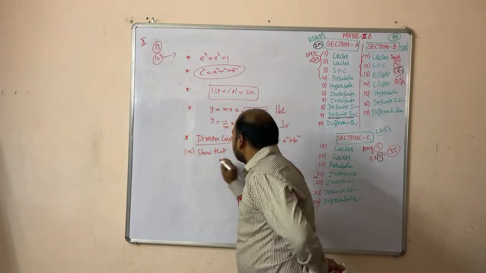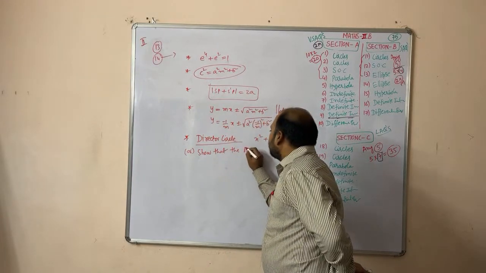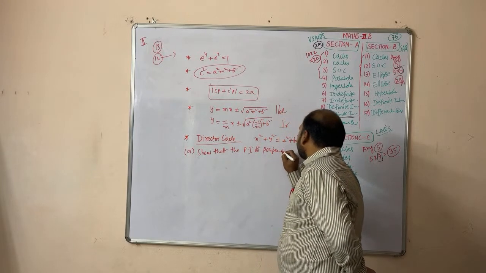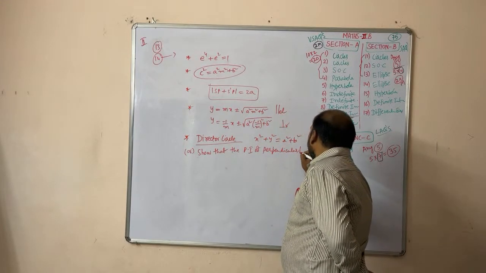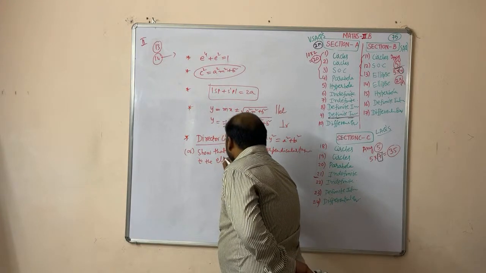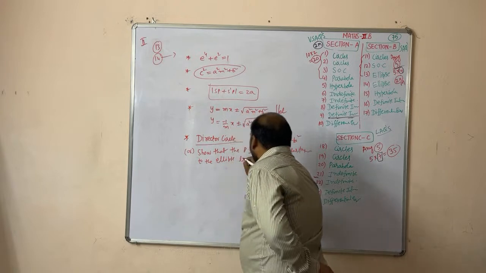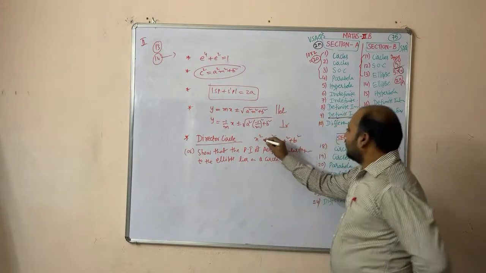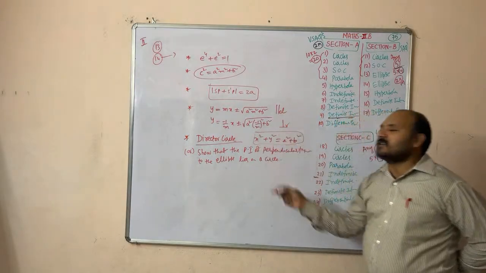Otherwise, like this they will ask. Show that the point of intersection of perpendicular tangents to the ellipse lies on a circle. That circle is called the director circle.